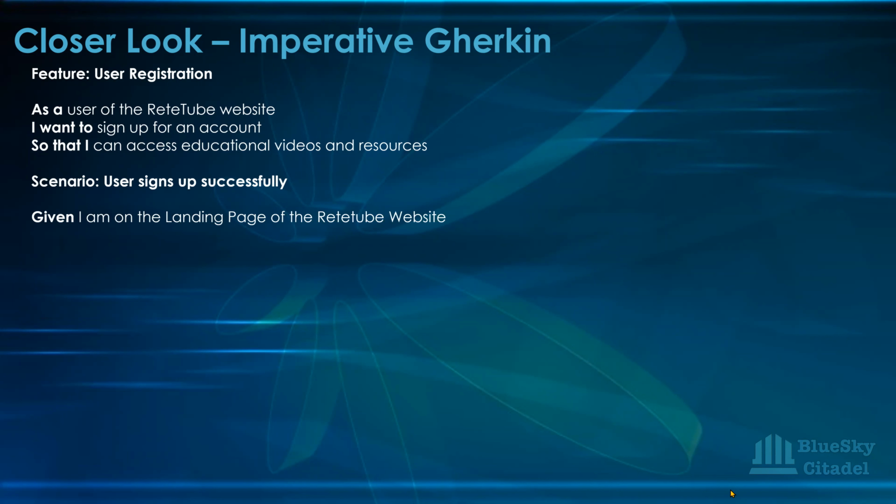Given, remember, what is given? Given is a keyword used in Gherkin to define the precondition. So, given I am on the landing page of the website, this is the precondition. And I click on the sign up button. Remember what I said earlier, and is used to identify additional steps under each keyword. So this and here is representing an additional step under the given. So this and is an additional precondition.